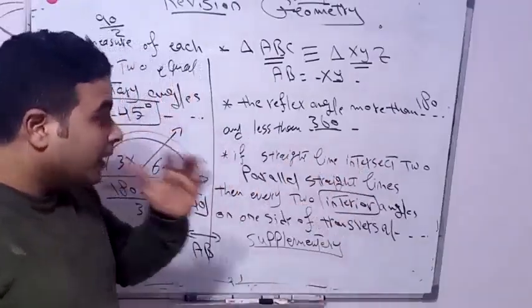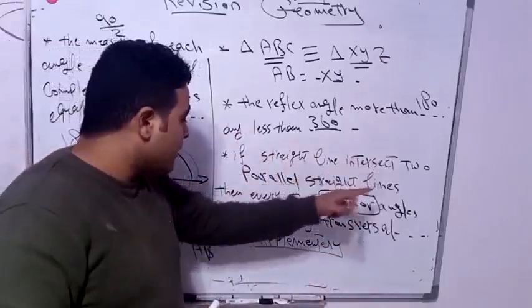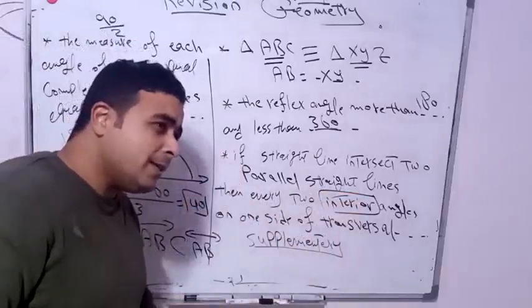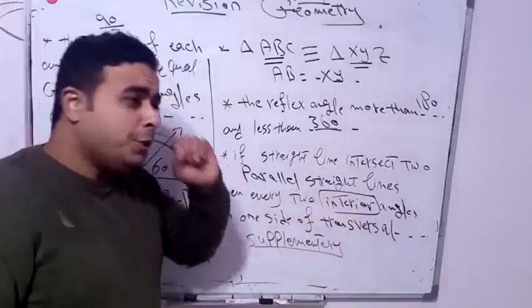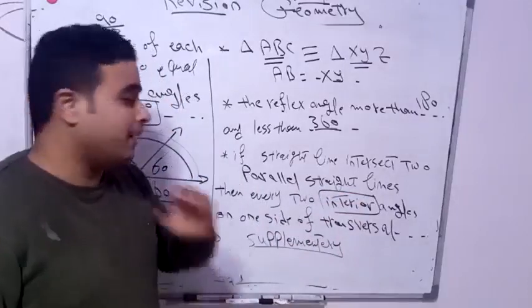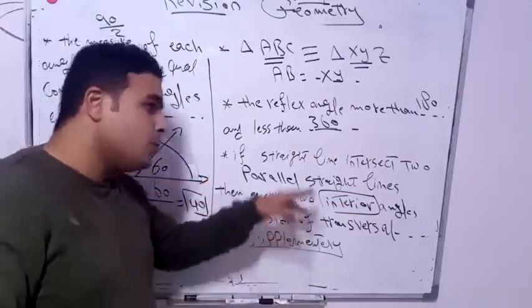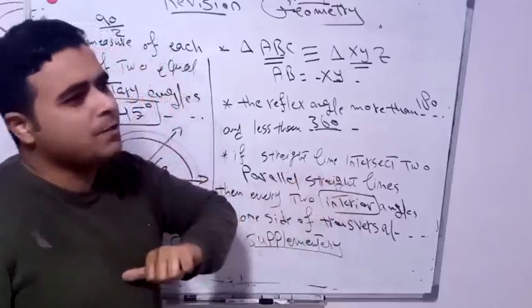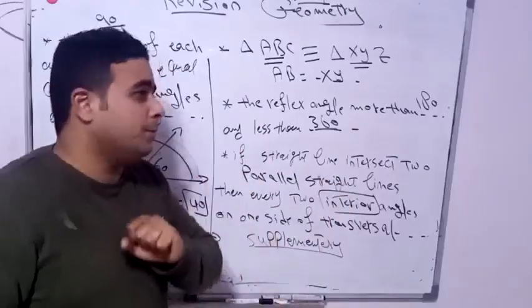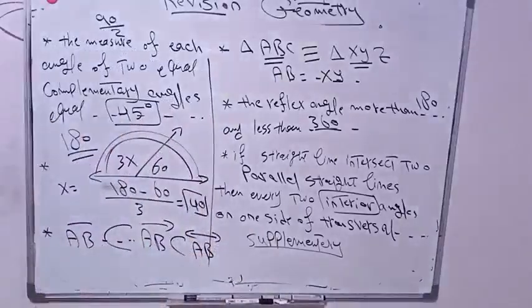If I have a straight line intersecting two parallel straight lines, then each two alternate angles are equal in measure. Each two corresponding angles are equal in measure. So every two interior angles are supplementary, alternate angles are equal in measure, and corresponding angles are equal in measure. This is our question now.